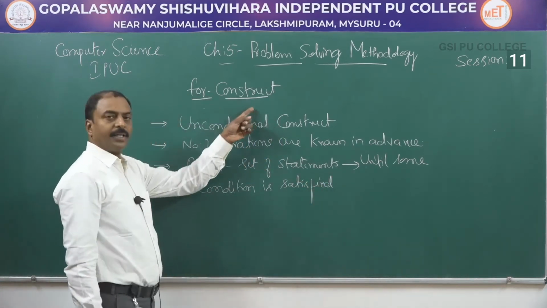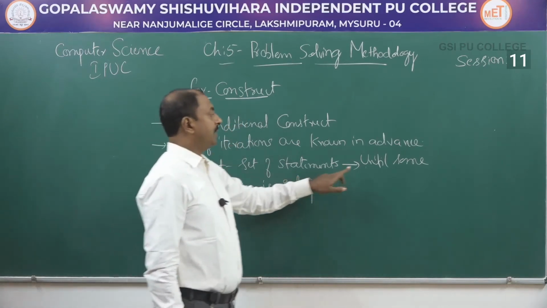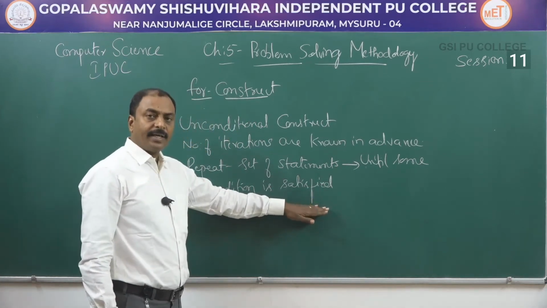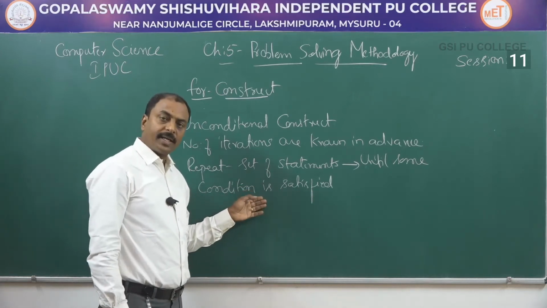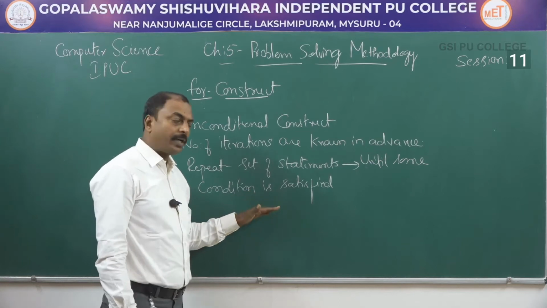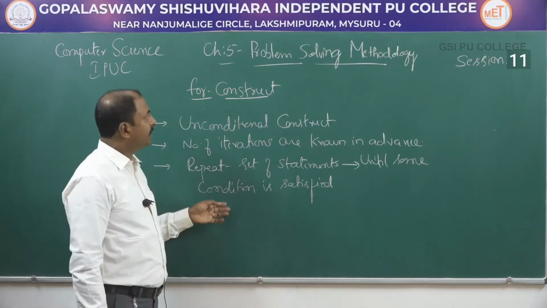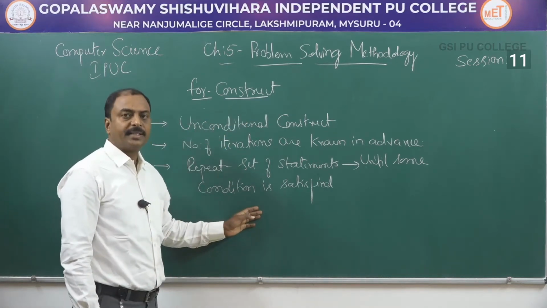The for construct is used to repeat a set of statements until some condition is satisfied, and the loop continues as long as the condition is true. Suppose the condition fails, it will come out of this for construct. Now let us learn the for construct with syntax, flowchart and example.